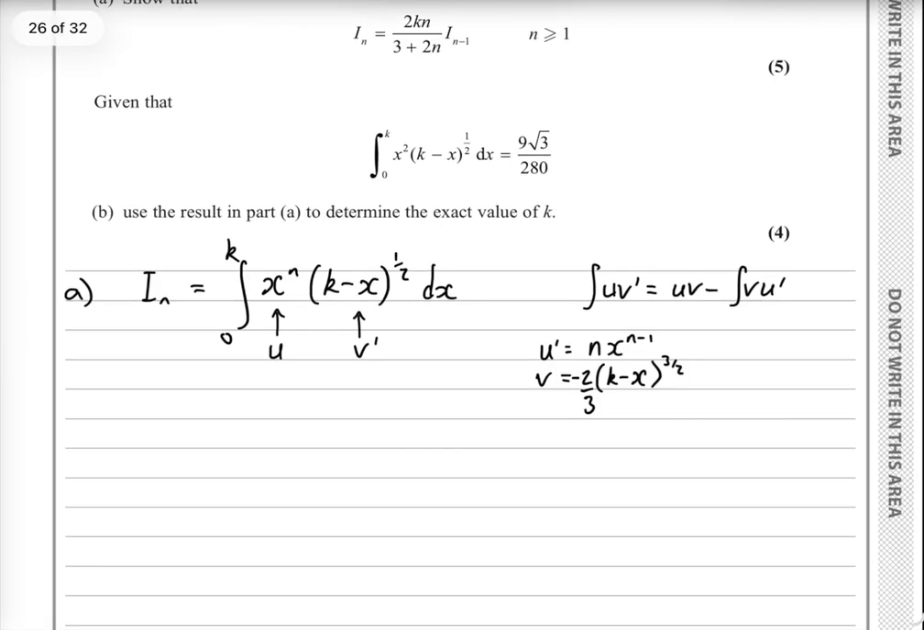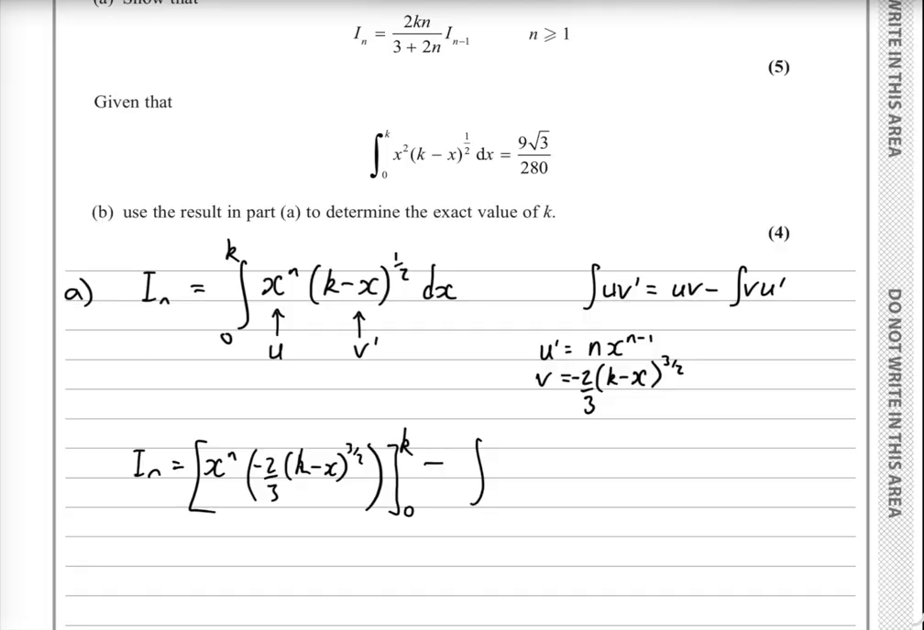Now I'll put those into the integration by parts formula. u times v, so that's x to the n times minus 2/3 (k minus x) to the 3 over 2. That needs the limits applied, and then minus the integral of v times u prime. So n, oh I don't want brackets forever, let's have a plus 2n over 3 x to the n minus 1, (k minus x) to the 3 over 2, like that.